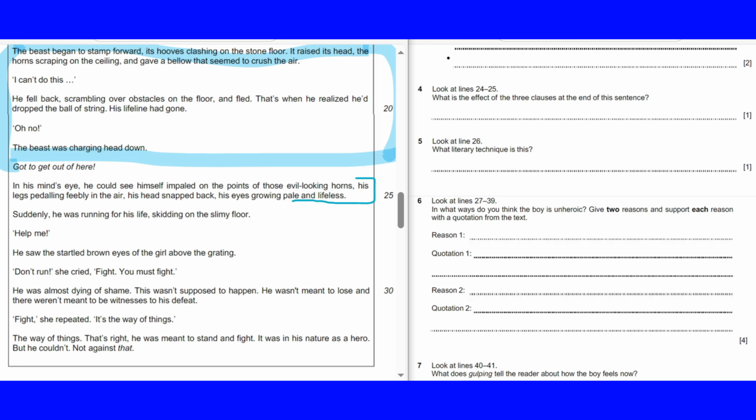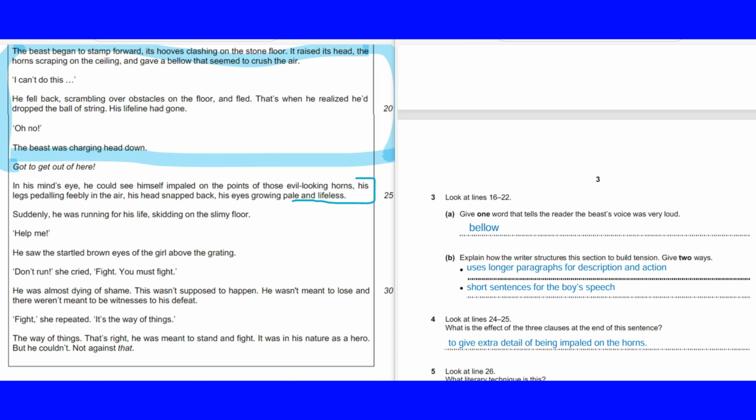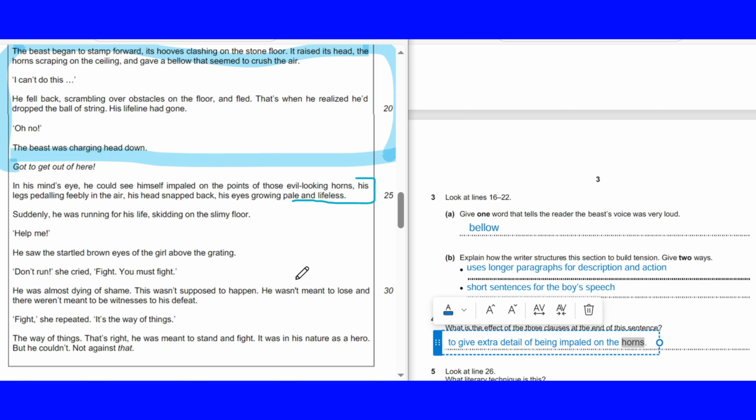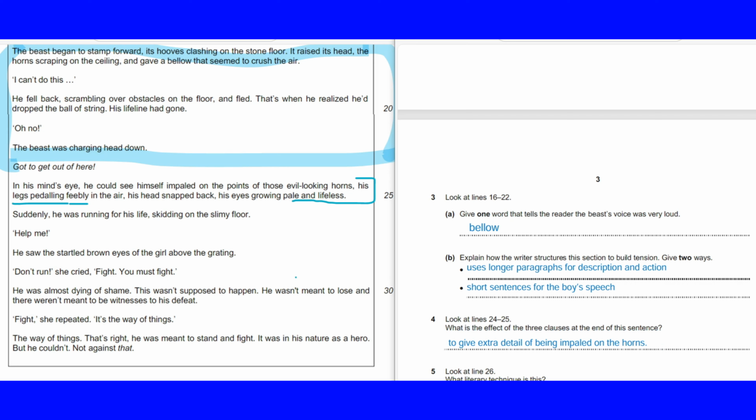Alright, let's check out the answer, guys. So it's to give extra detail of being impaled on the horns. So that's the effect of that. The answer for question 4. Okay, so these are the three clauses: his legs paddling feebly in the air, his head snapped back, his eye growing pale and lifeless, right? So these three clauses give some extra detail of being impaled on the horns. You may also say that it is to emphasize the horror of being impaled on the horns.